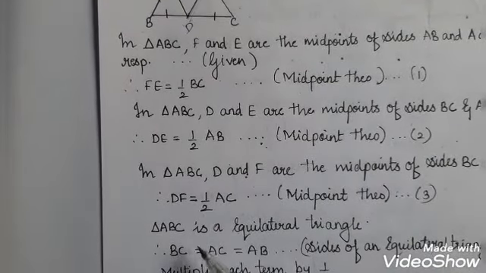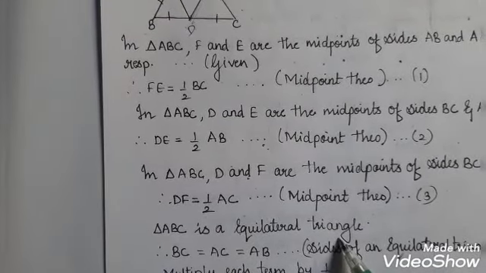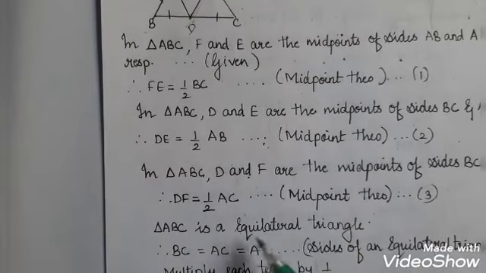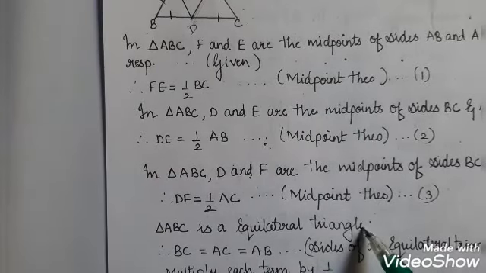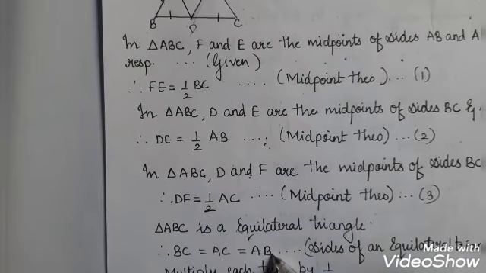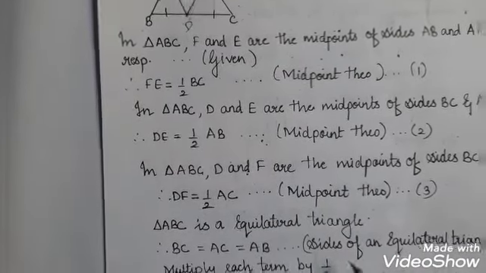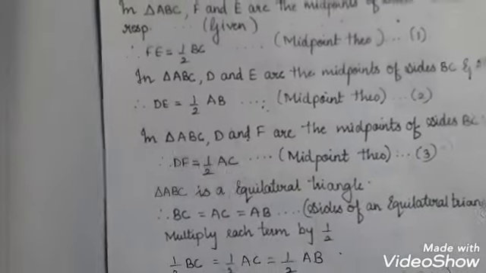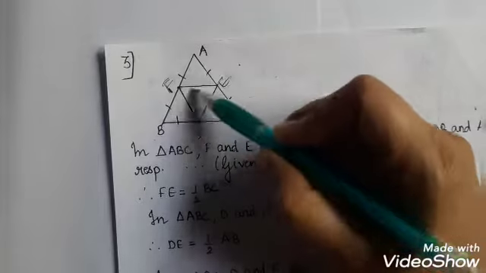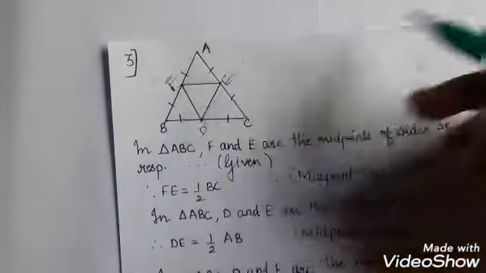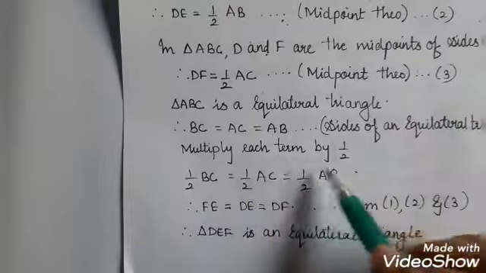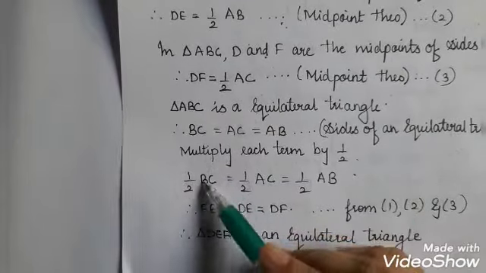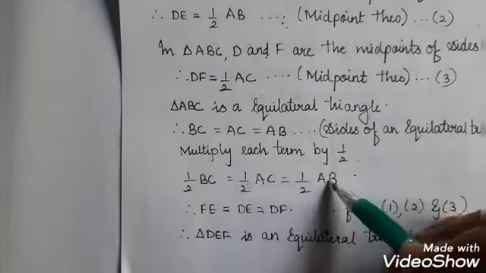Now they have already given to us that ABC is an equilateral triangle. So if ABC is an equilateral triangle, that means all the three sides are equal. So AB, BC and AC are equal. Sides of an equilateral triangle. Now I have to show that this smaller triangle is an equilateral triangle. So for that reason, I multiply each term by half. So half BC, half AC and half AB.